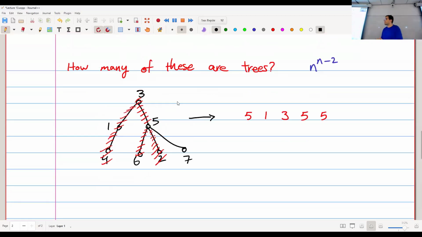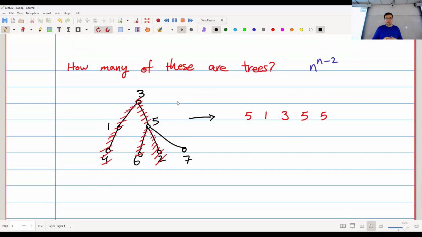Okay. So did you all understand the algorithm for the translation? Very easy. Every time, take the leaf with the smallest number, write the name of its neighbor, remove this leaf, and keep doing this until you have only one edge. Okay. Great. Now I say, if someone gives me this sequence, I can translate it back to a tree.